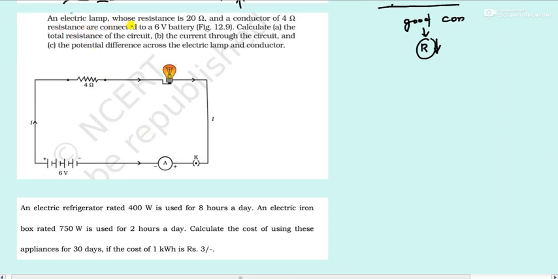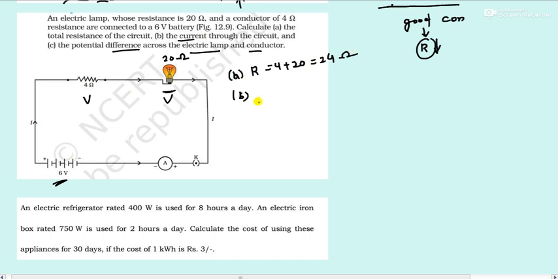Here they have given an electric lamp, you can see it here, whose resistance is 20 ohm and a conductor of 4 ohm. They are connected to a 6-volt battery. You can refer to this figure. Calculate A, the total resistance of the circuit. B, current through the circuit. And C, potential difference across the electric lamp and conductor separately. So total resistance, they are in series, so just add them. 4 plus 20, it will be 24 ohm, right?